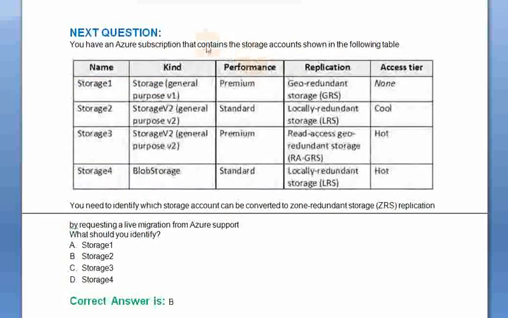You have an Azure subscription that contains storage accounts shown in the following table. Have a view on this table. You need to identify which storage account can be converted to zone redundant storage replication by requesting a live migration from Azure support. What should you identify?